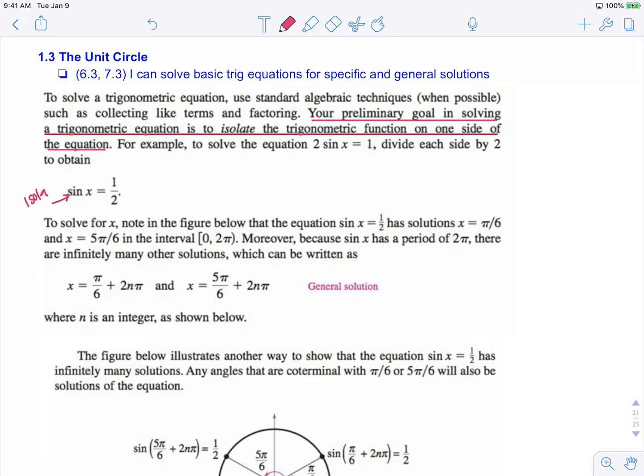This is isolated now, all by itself on one side. Now we use our unit circle to think about where does sine equal 1/2, and that would be at pi over 6 and 5 pi over 6. But we must remember that there are infinitely many other solutions. And this is because any angles that are coterminal with these two angles will also be solutions.